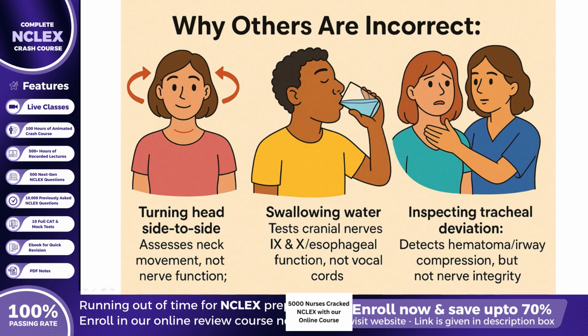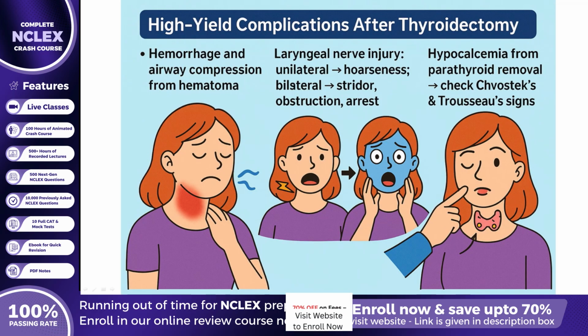Next, option 3, looking for tracheal deviation. This is a vital airway assessment but serves a different purpose. Deviation of the trachea signals issues such as hematoma formation, swelling, or pneumothorax, none of which directly evaluate the recurrent laryngeal nerve. Finally, circling back to option 4, asking the client to say, "ah." This is the most accurate and immediate way to assess recurrent laryngeal nerve function, because it requires the vocal cords to move, and any disruption can be heard instantly as hoarseness, stridor, or absence of sound.